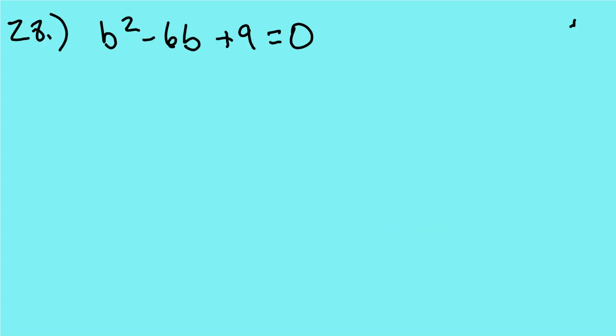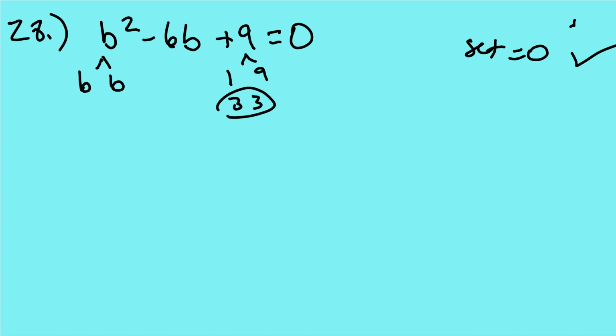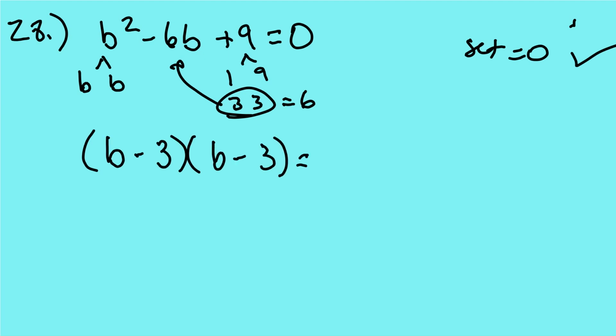Done. Alright, 28. Right away, it's set equal to 0. So since it's set equal to 0, I can go right into my factoring. How do I get b squared? B and b. How do I get 9? 1 and 9, 3 and 3. I like 3 and 3 because it adds to 6. Remember, I want negative 6. So I rewrite it as b minus 3, b minus 3 equals 0.